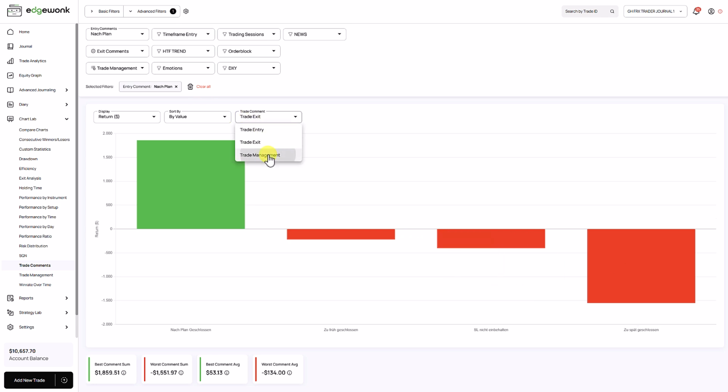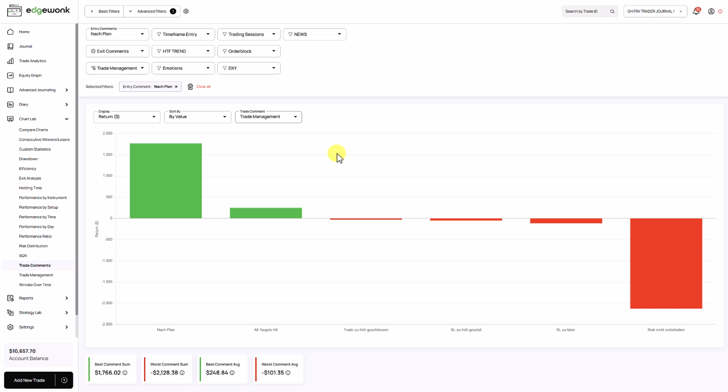Let's look at the trade management, and we have a big outlier here on the far right. 21 trades where he said he didn't follow his risk management. So this probably means that he's taking way too much risk here, right? He also has some other comments here: stop loss too small, stop loss too early, close the trade too early, his target was hit, and according to the plan. But this one here is a big outlier.